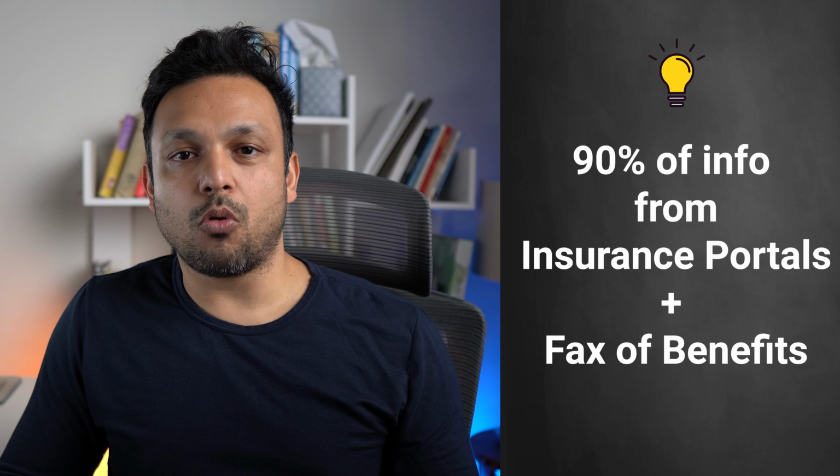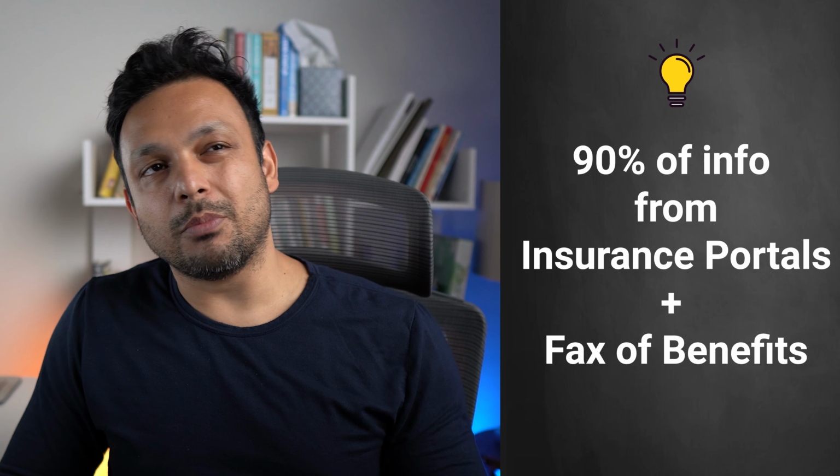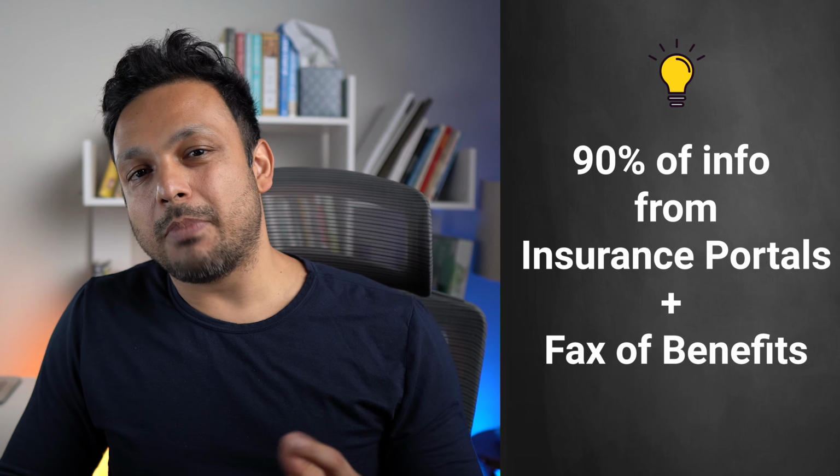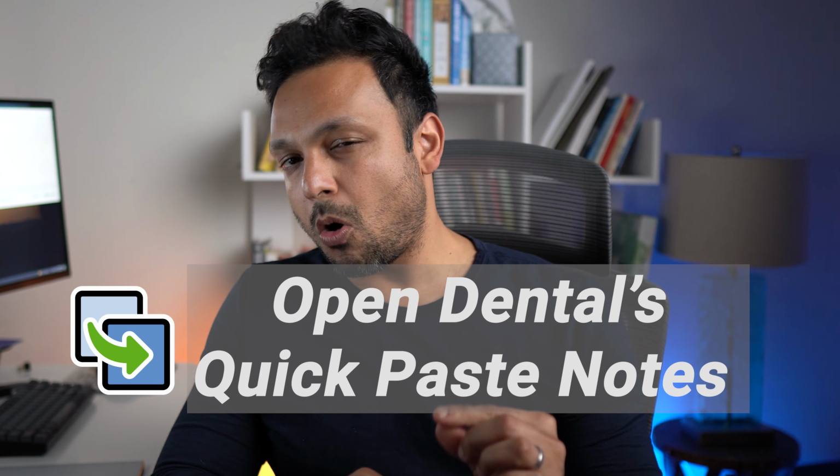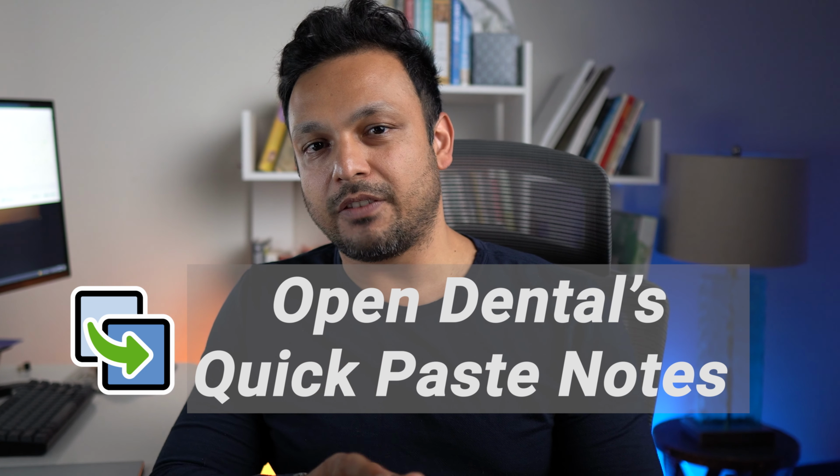Between the fax and the online portal, it gets us about 90% of the information we need to fill out the benefit details for a family or for a patient in Open Dental. Now, remember, the goal is to minimize the time on the phone. So any information you don't get from the fax or the online portal, those are the things you should leave for the insurance rep on the phone. And these should only be a few things. To note down any specific stipulations and details we get from the insurance rep, the online portal or the fax, we use Open Dental's built-in quick paste notes to create small templates that are very specific to my practice.